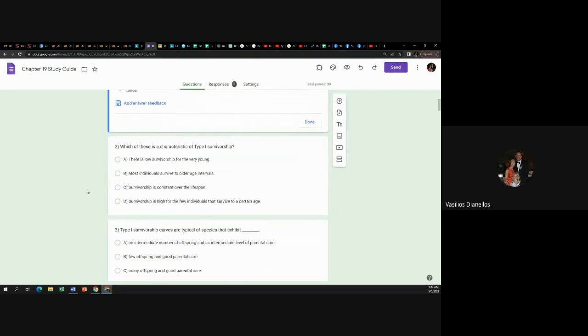All right. Which of these is a characteristic of type 1 survivorship? Low survivorship for the very young? No, that's a type 3. Most individuals survive to older ages? Yes, that is type 1 survivorship. Just think about humans. Yeah, we do lose humans to childbirth. We do have people who die before they get old, but for the most part, humans mostly live to be old, and that is a type 1 survivorship.